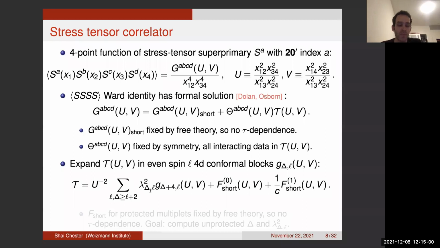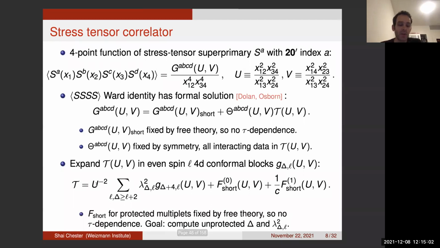That's this first term. And so as you see, up to this factor of U to the minus 2 and the shift by 4, this is just a usual 4D block expansion. And so for every even spin L, we have a different long multiplet, in fact, a tower of long multiplets for every possible twist. And so the goal of any non-perturbative study of N=4 is to compute these scaling dimensions and OPE coefficients. That is the non-trivial information in the 4-point function.